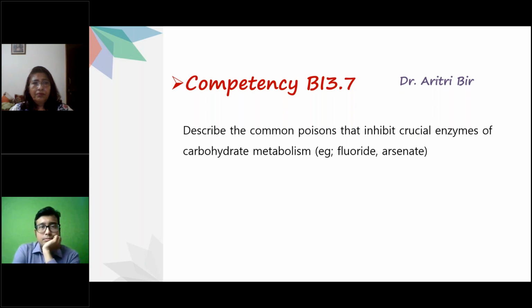Now I'm continuing with the next competency, that is competency 3.7, which says: describe the common poisons that inhibit crucial enzymes of carbohydrate metabolism like fluoride and arsenate.